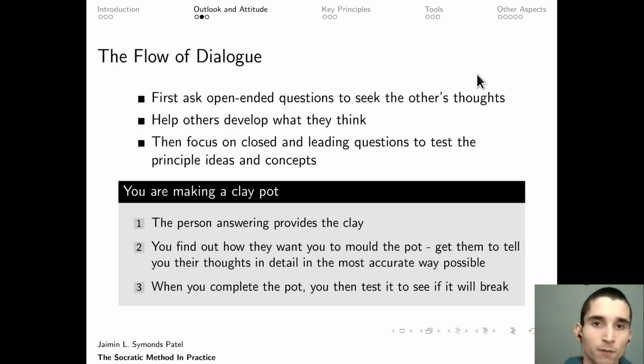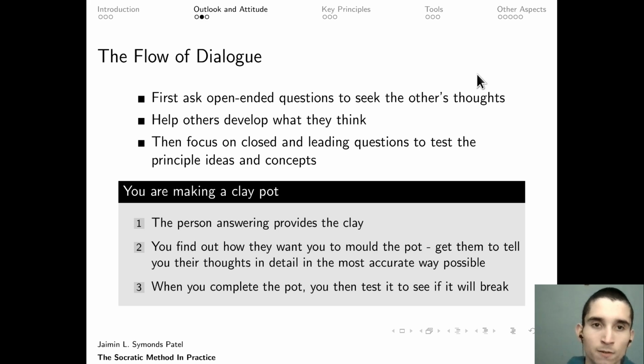You want to help them develop what they think, basically, so that you have an accurate representation of their ideas in your mind. And it's only from that accurate picture that you can then accurately test those ideas. Because the final stage is that you focus on closed and leading questions to test those principal ideas and concepts. But you can only do that if you have that accurate picture.